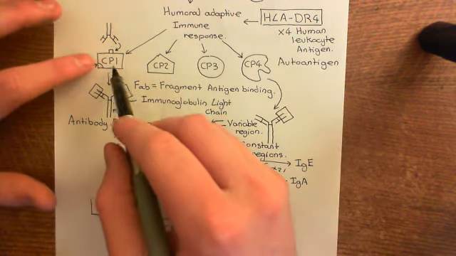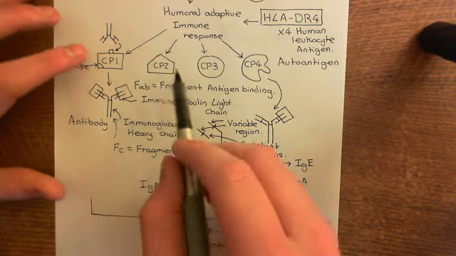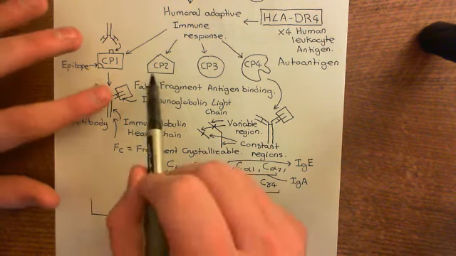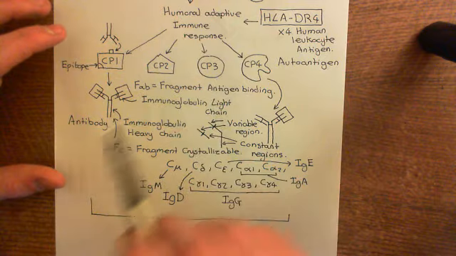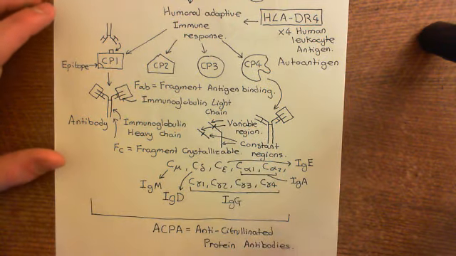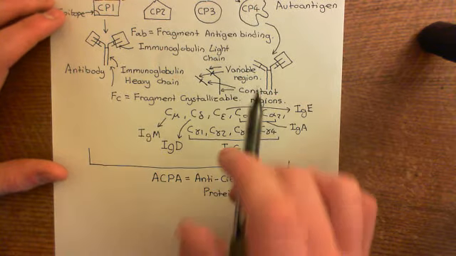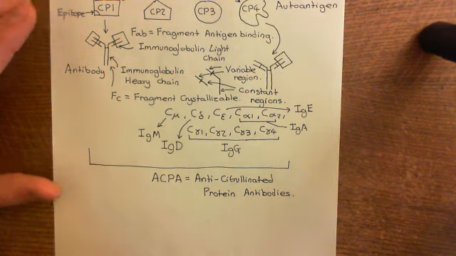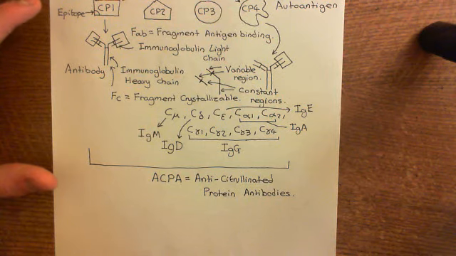So it might not even be the first one to be produced. You might produce antibodies against citrullinated protein 1 first, and then go on and develop an autoimmune response against citrullinated protein 2, then citrullinated protein 3, and then finally citrullinated protein 4. Now, the question is, the instant you produce anti-citrullinated protein 4 antibodies, are you going to develop rheumatoid arthritis? And the answer is no.